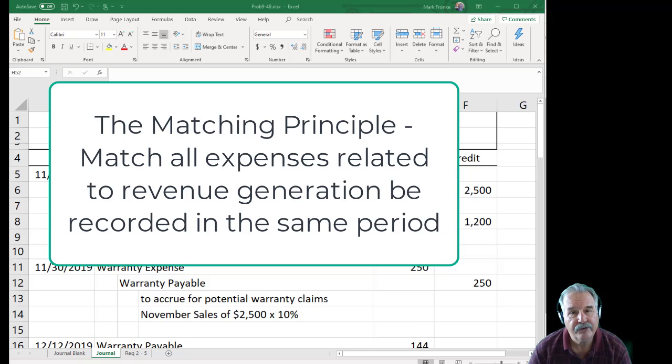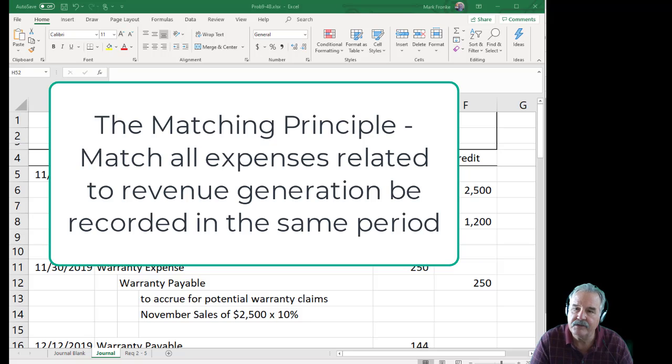So we don't want to violate the matching principle if we have an expense in a future year that relates to a sale that we made in the current year. So that's why we are accruing for these warranty liabilities. It's to match the expense of the warranty to the period where we made the sale.